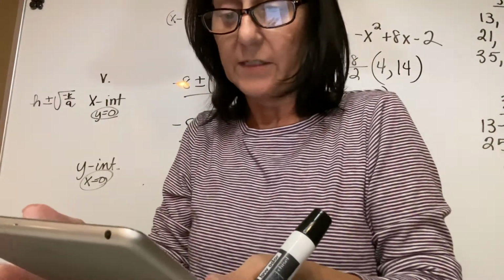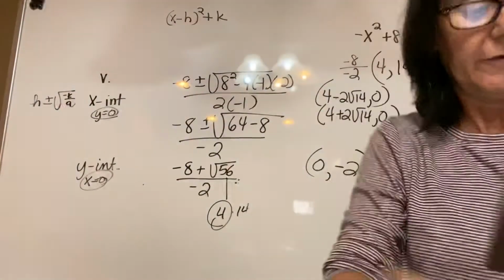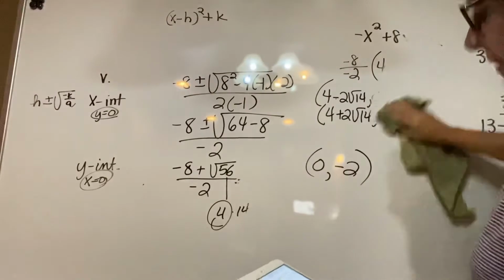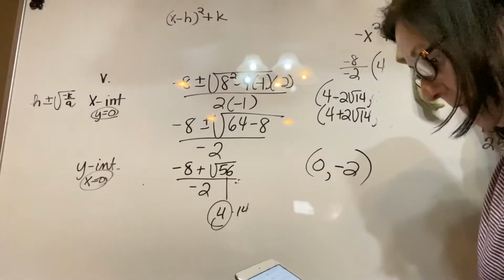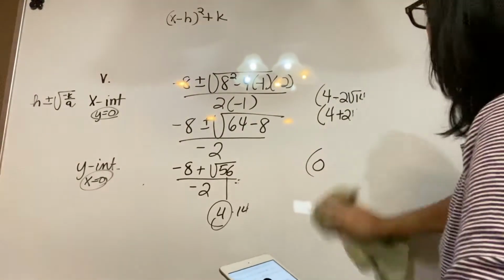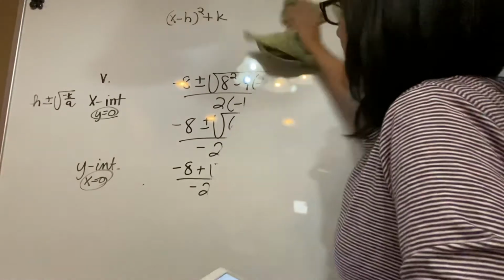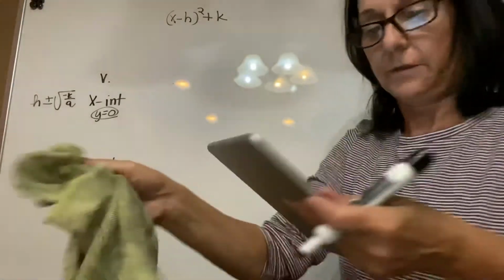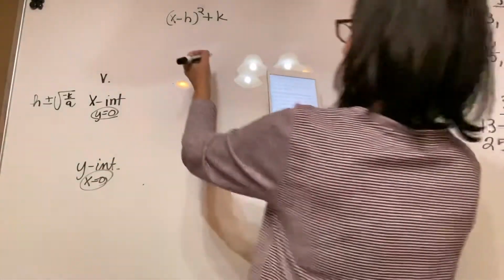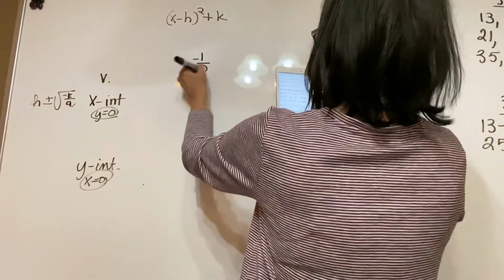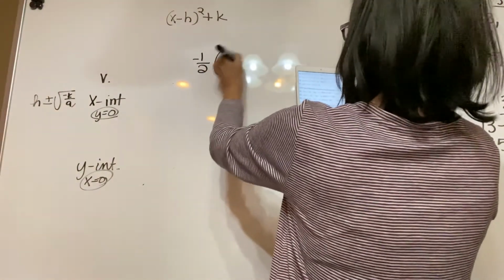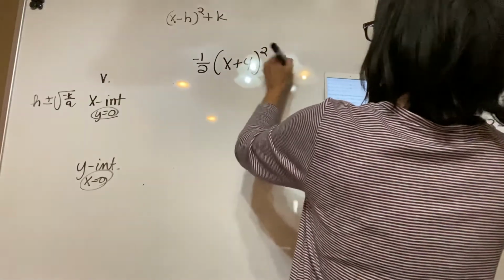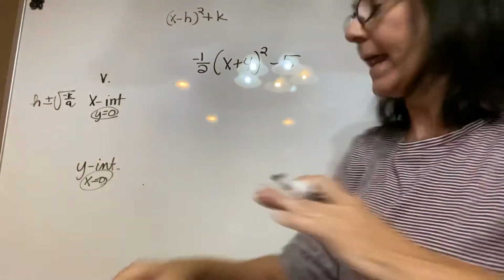Number 25 says, write this function in polynomial form. You're just going to multiply it out. Number 25 is currently in transformation form, so you're just going to multiply it all out. All right, so this is 25. It's -1/2 times x plus 4 squared minus 5. Just go multiply it out and distribute.